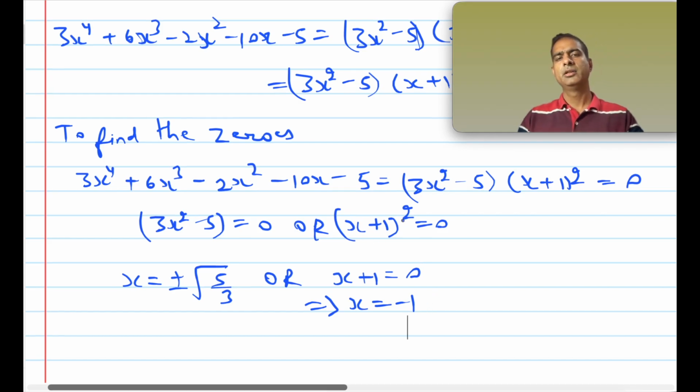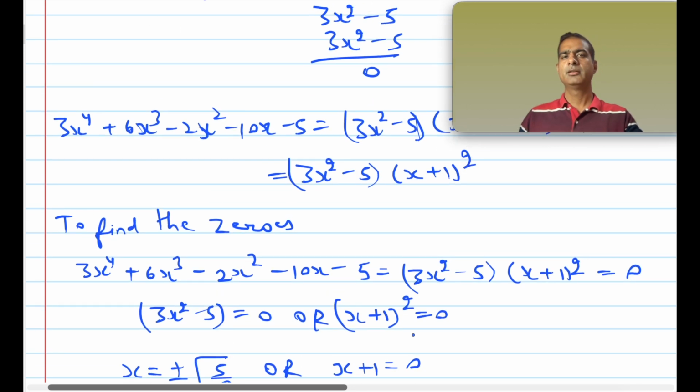It means the curve of this polynomial will be touching the x-axis at x is equal to minus 1. Because it is a repeated root, it is not crossing the x-axis at that point.